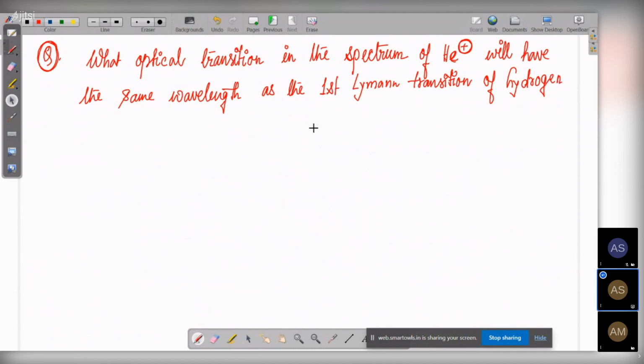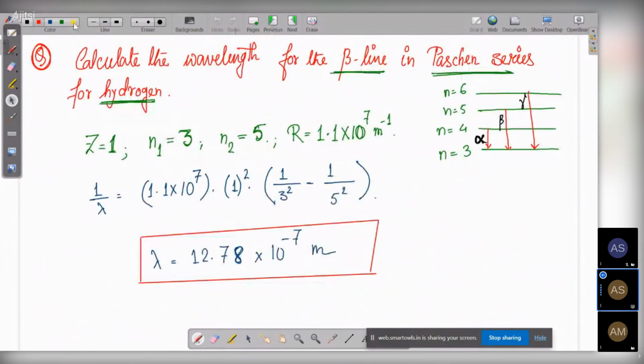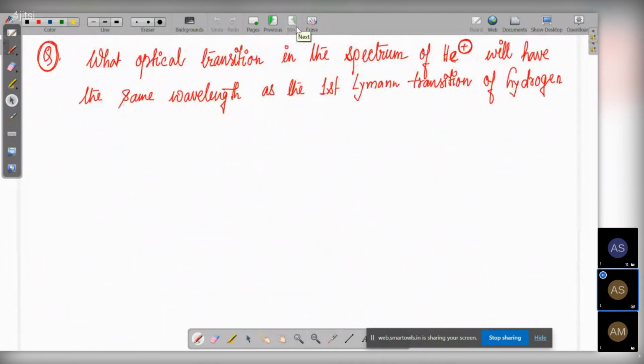Try this somehow. And by the way, see over here, we did the alpha line. So the alpha line can also be called the first line. Beta line is our second line. Gamma line is the third line. So various names can be given. Okay, so you try this sum. I'll be giving you 2 minutes. Let's see whether you can do it or not.